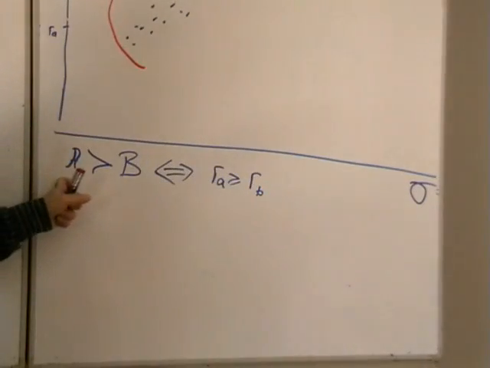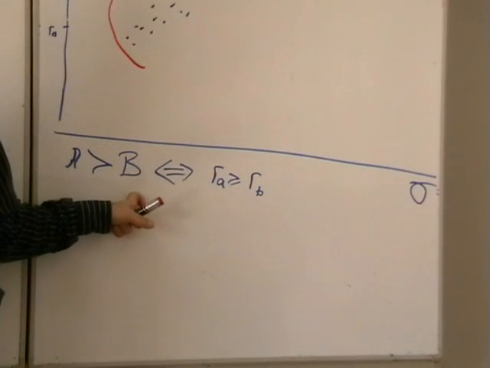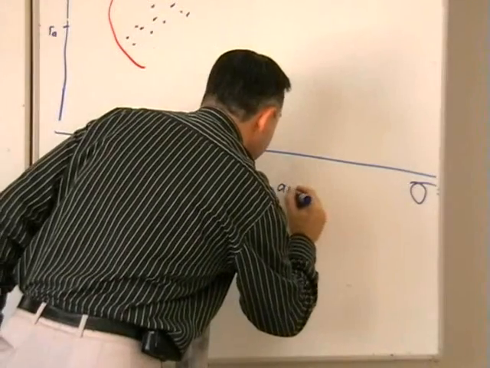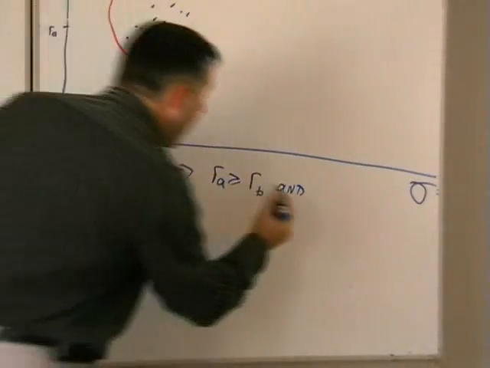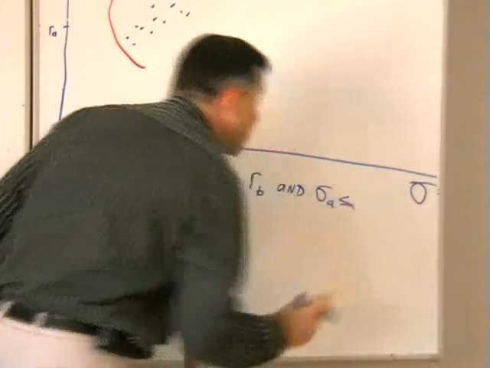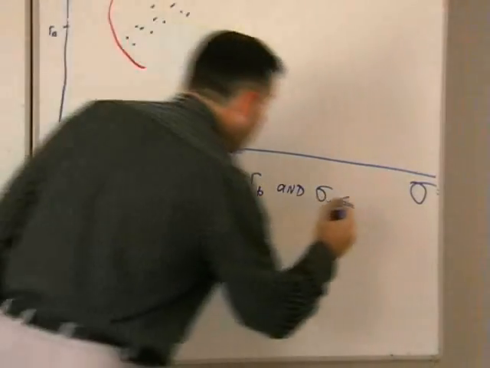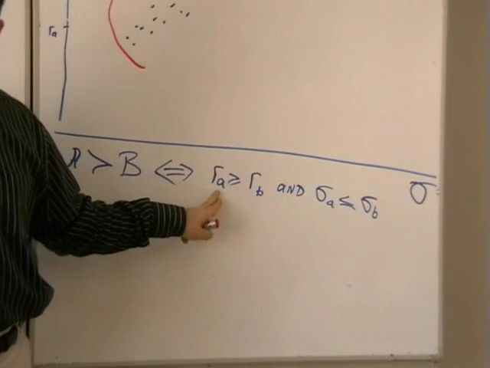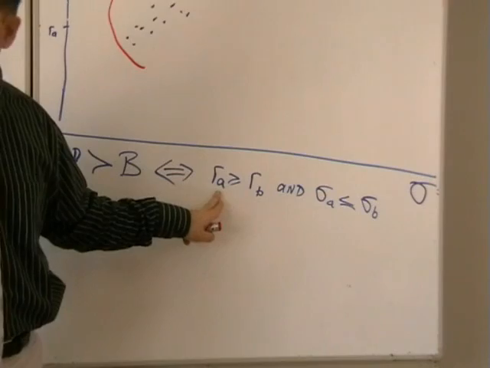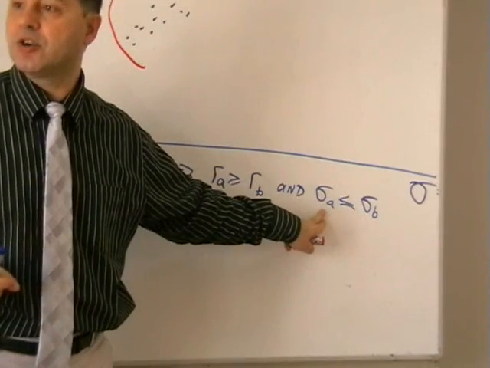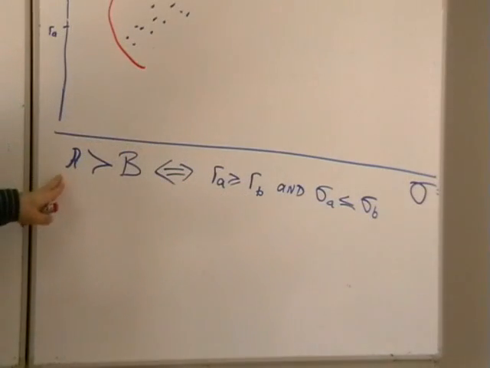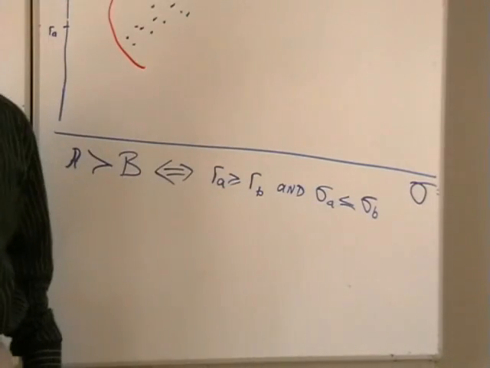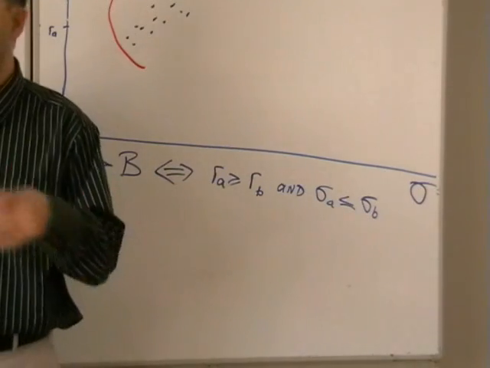In other words, A dominates B, or is better than B, if the return of A is greater than B, but at the same time the variance of A is no greater than the variance of B. So, A provides you no worse return for a smaller variance. Alright? So, this is what it means for A to dominate B. Well, is it possible for B to dominate A? And the answer is yes. B could possibly dominate A.